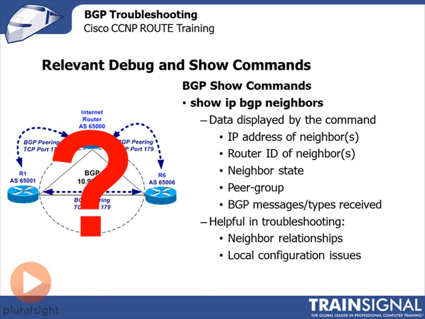And this is great for neighbor relationships, local configuration issues, and certainly things related to BGP routes added, missing, or those that should be present.